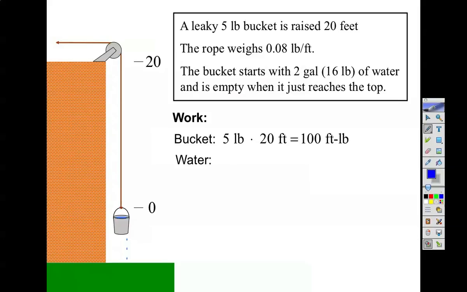So there are two good ways that I've seen problems like this done. One is to do it like an ordered pair. At 0 feet, we've got 16 pounds of water. At 20 feet, we've got 0. It's a linear situation, so now we can just do the slope there, right? Subtract the y's, subtract the x's. What is that, negative 0.8?